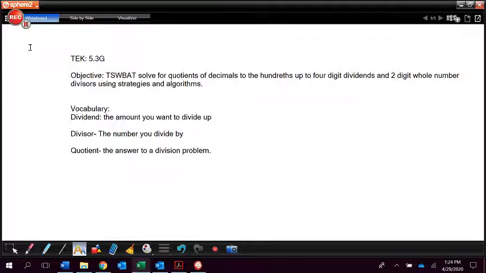The vocabulary that is going to be important for today's lesson is the three that you see. The first one is dividend, which means the amount that you want to divide up. Then you're going to have your divisor, which is the number that you're going to divide by. And then you have your quotient, which is the answer to a division problem. So right now, go ahead and pause the video and make sure you write down these notes. I will be taking them off and writing something else in a minute. So go ahead and press pause and make sure you finish writing these notes.